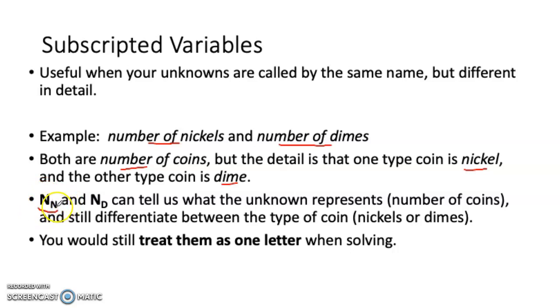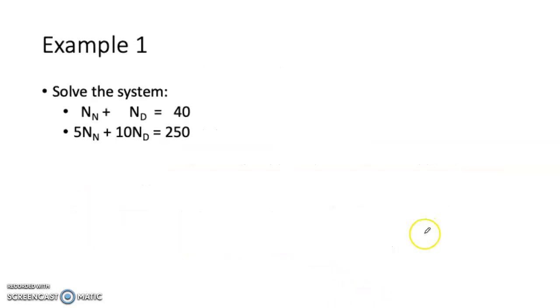The small lower capital N is a subscript. Sub means below, and it's just scripted to tell me that it's the number of nickels. And then my next subscripted variable can be N for number and D for dimes. N of D, number of dimes. You treat that whole subscripted variable as one letter when you're solving the equation.